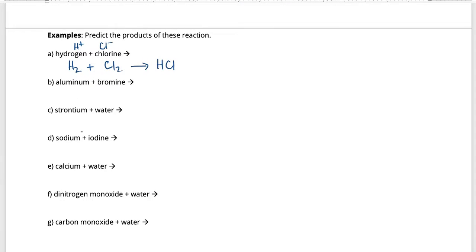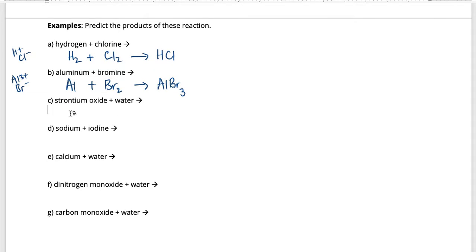Okay, next one, aluminum. It's a metal, so we don't write a subscript. Bromine, Hofbrinkel, those diatomics. Again, you identify the reaction. It is element and element, so it's a synthesis reaction. You're going to combine them together. Maybe I'll show the work on the side here. So we have aluminum, which is 3+, and bromine, that's negative 1. There we go. So we come up with the aluminum bromide compound.